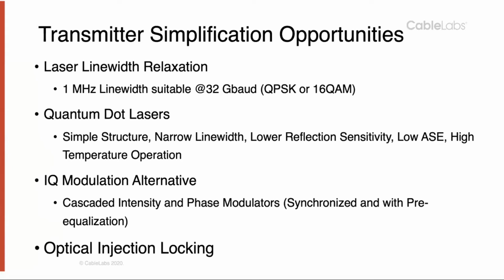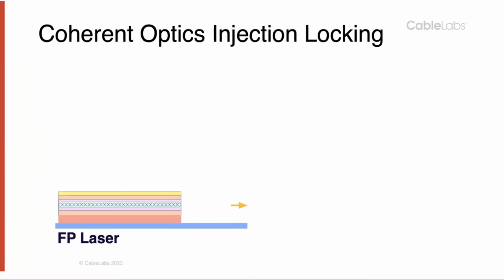Simplification of the IQ modulator is also another alternative. By cascading an intensity modulator with a phase modulator, using synchronization and pre-equalization, we can reach all the constellation points in an IQ constellation, avoiding the complexity of these nested IQ modulators that are used in traditional coherent transmission. Then there is another technology that we think we can apply in the access, which is leveraging optical injection locking that I'll describe next.